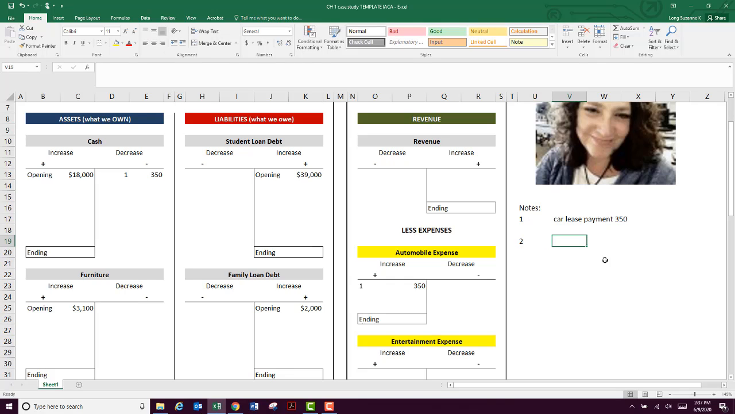All right, let's look at number 2. Paid $1,000 cash against the student loans, which includes $140 in interest. Ooh, that's a good one. Okay, paid $1,000, student loan, and there's $140 in interest. Okay, this one's great because it's got 3 parts. It doesn't have 2 parts, it's got 3 parts. So this is a good one. Paid student loan, $140 interest.